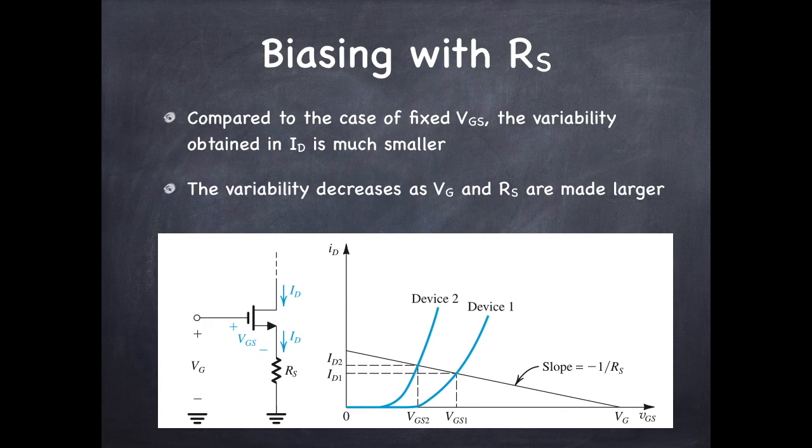Here we have ID-VGS characteristics for two devices which represent the extremes of a batch of MOSFETs, and superimposed on these device characteristics is a straight line which represents the constraint imposed by the biasing circuit. Now the intersection of this line with this curve gives the biasing point, basically the Q point. Now observe here that compared to the first case of fixed VGS, the variability is much smaller. When we increase RS, the bias line becomes less steep, so the variation becomes smaller.